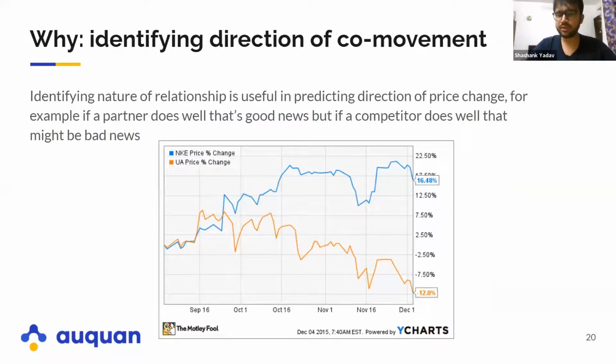Then you can also identify the different direction of movement. Suppose we were looking at Nike and Under Armour. If from the annual report of Nike, you were able to identify that Under Armour is a big competitor, then you can probably say that when Nike goes up, Under Armour will go down, because clothing and sports merchandise is a pretty saturated market. So if someone gains, someone loses. All this information you can obtain by doing what we are going to do here today.